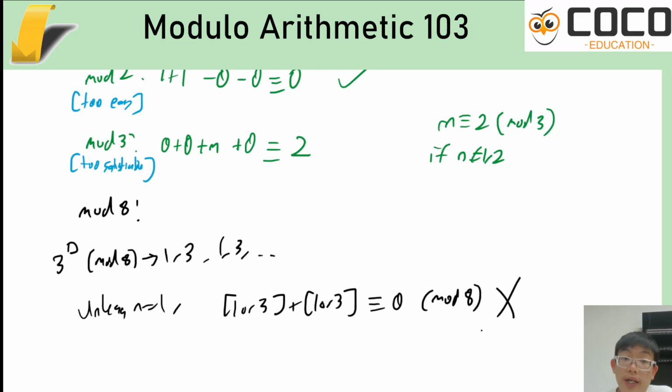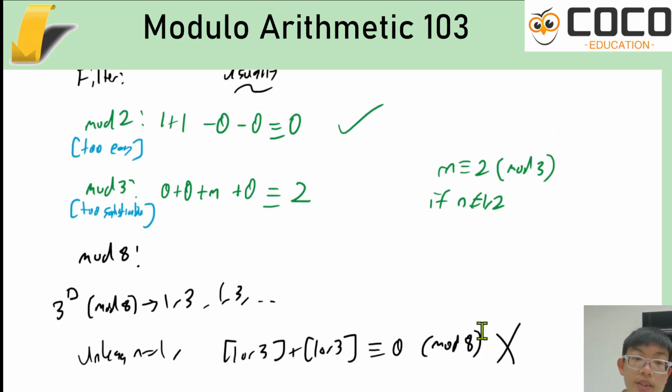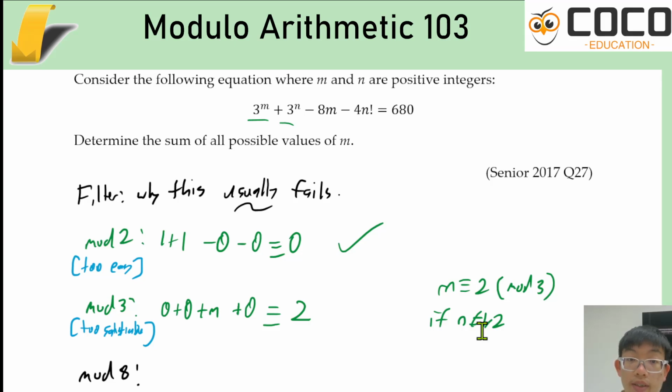Which leaves me with n equals 1. And that's the whole point of modular arithmetic. It can kill off almost every possibility. So n is equal to 1. It's the only place where things may work.